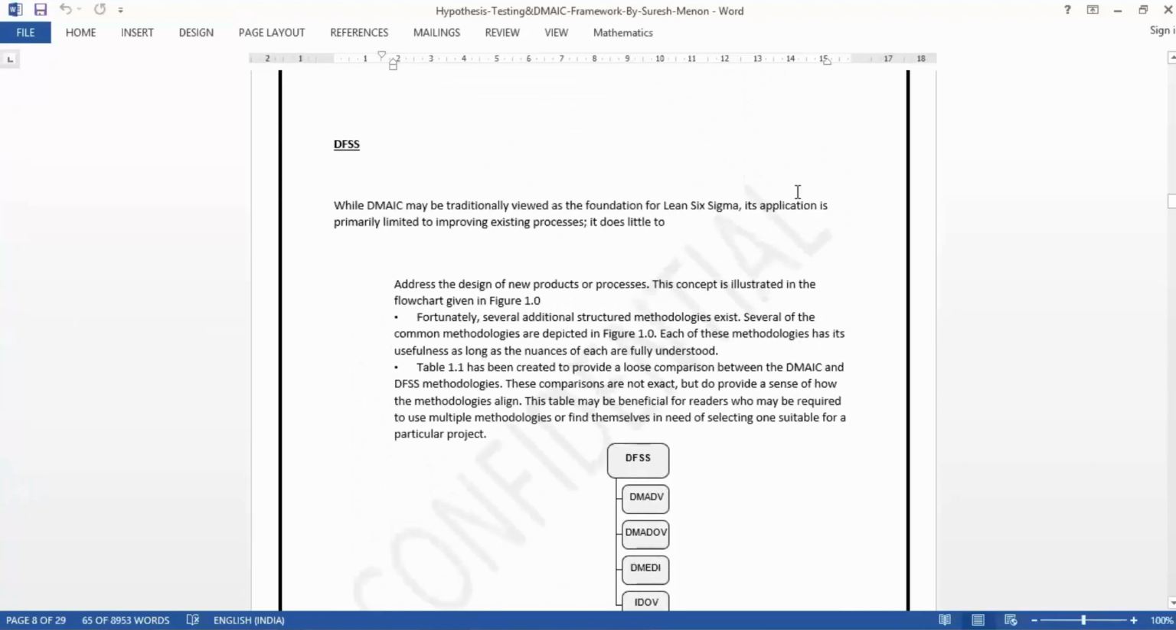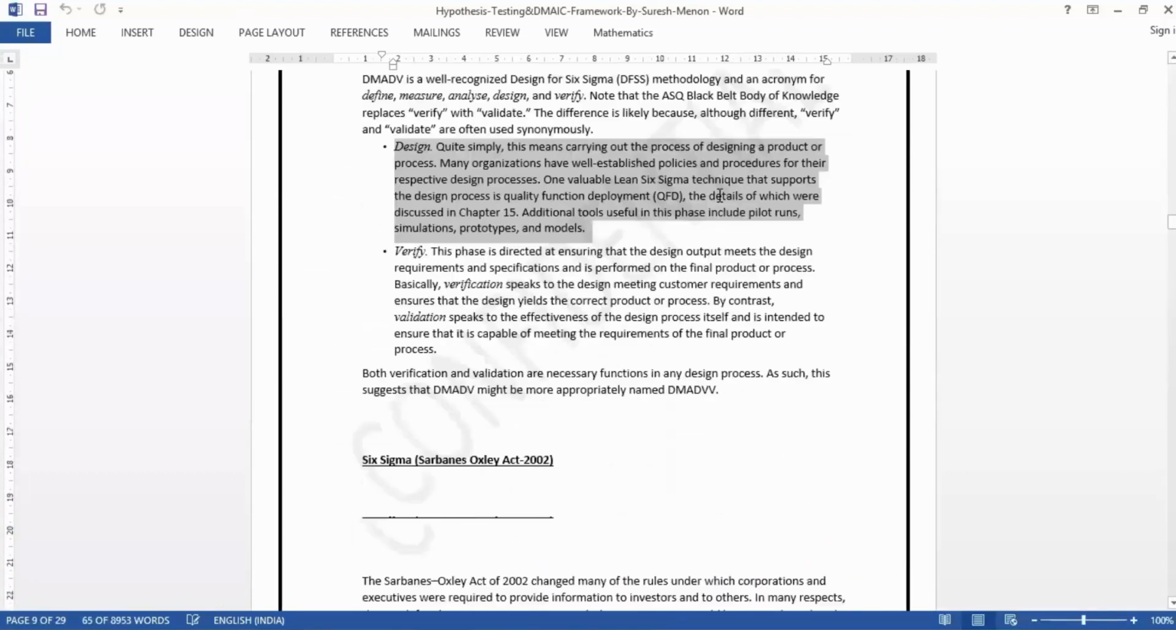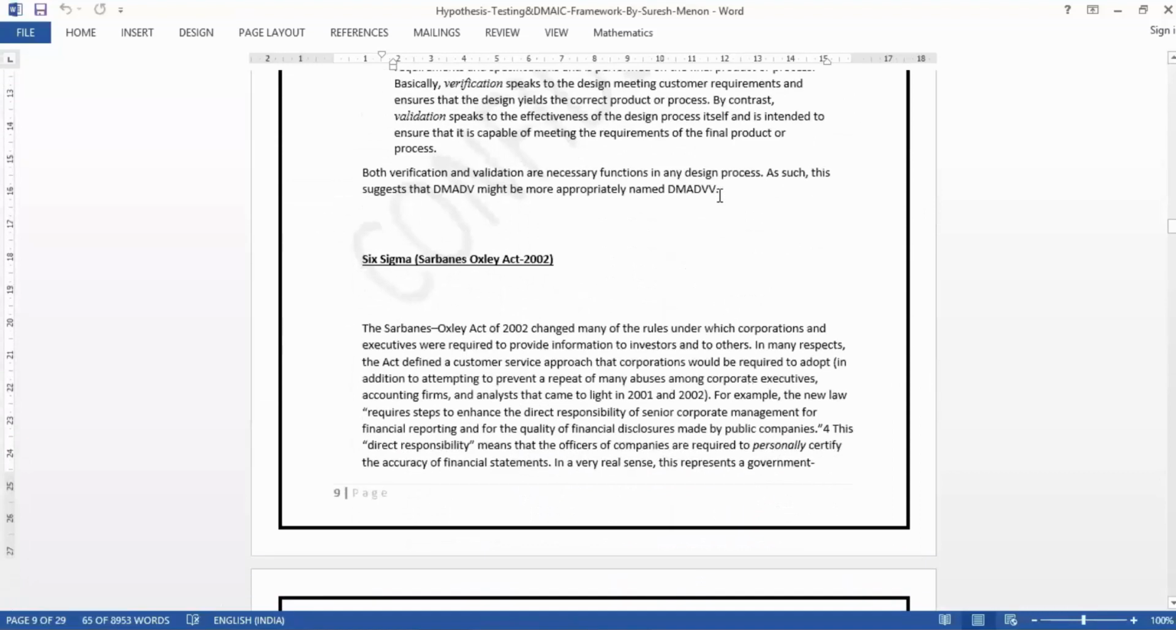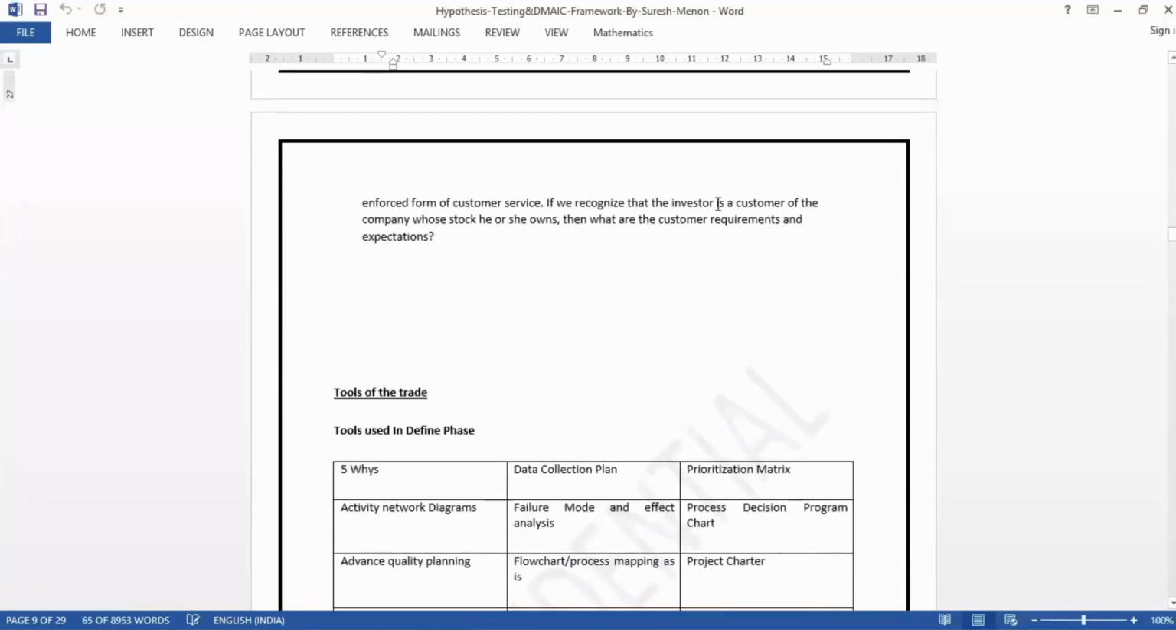So this is what DFSS is all about. DFSS is important from the examination point of view. DFSS is slightly different from DMAIC and it is called Design for Six Sigma. This is used when you design a new product or a new process. It is not for improving the existing process. For improving the existing process, we use DMAIC: define, measure, analyze, improve, and control. Okay. Now, any doubts till now?